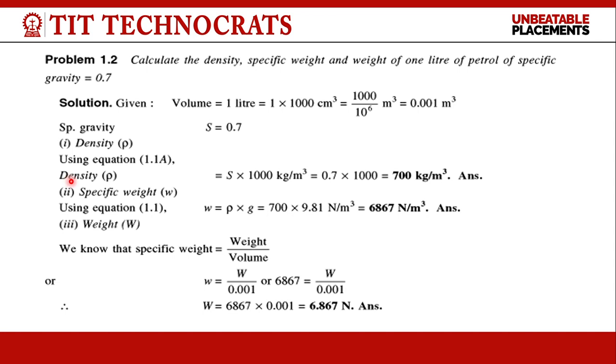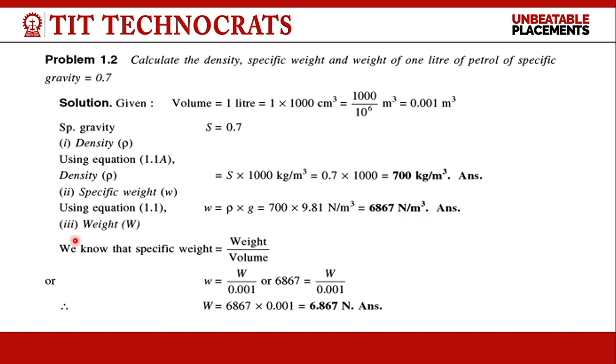Now we want to determine the density. Density will be determined by multiplying specific gravity by the density of water. So it will be 0.7 multiplied by 1000, which comes out to be 700 kg per meter cube. Second, we want to determine the specific weight. It will be determined by multiplying the density by acceleration due to gravity, so it will be 6867 Newton per meter cube.